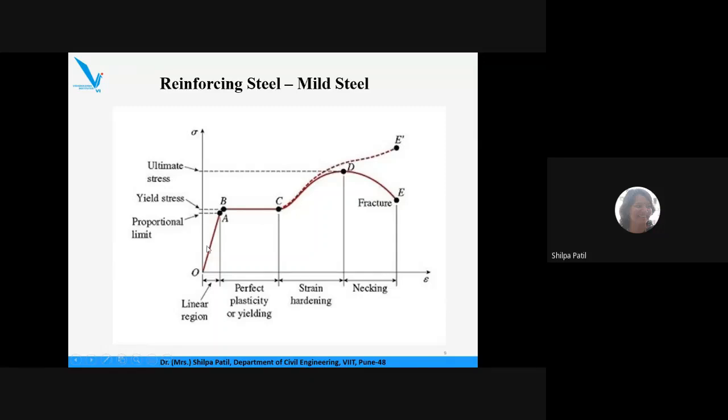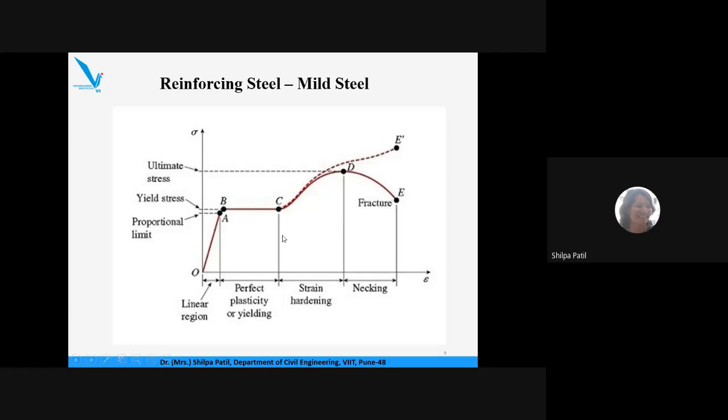Strain hardening means the linear behavior of the steel ends here, and there is a sudden increase in the strain even with a little increase in the stress. So the behavior of the steel changes here. It becomes non-linear. It reaches the ultimate stress corresponding to the ultimate strain, where neck formation of the steel rod starts, and further loading beyond this point results in fracture of the steel. This is the entire behavior of steel under axial tension.